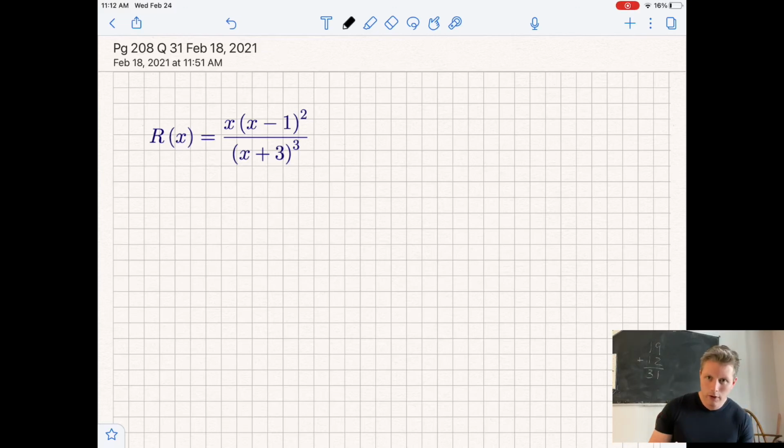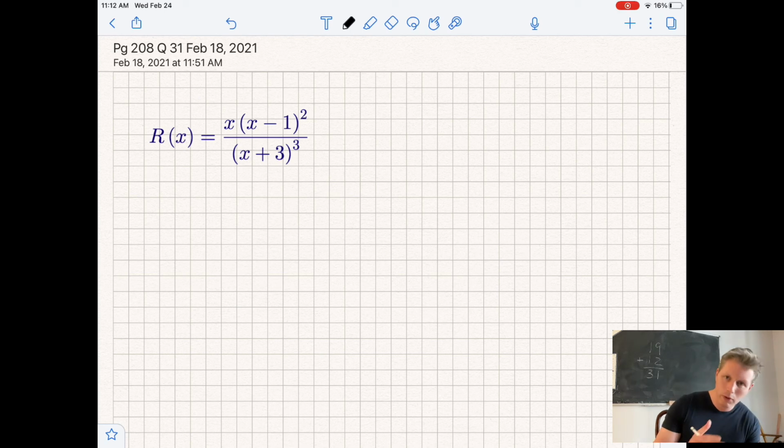All right, guys, so in this video, I'm going to go through this problem right here. r of x equals x times (x minus 1) squared all over (x plus 3) cubed. So what I'm going to do is find the x and y intercepts. I'm going to find the vertical and horizontal asymptotes or oblique asymptotes if they're there. And then I'm going to graph that, and we're going to get a feel for what this function actually looks like and the behavior of the function.